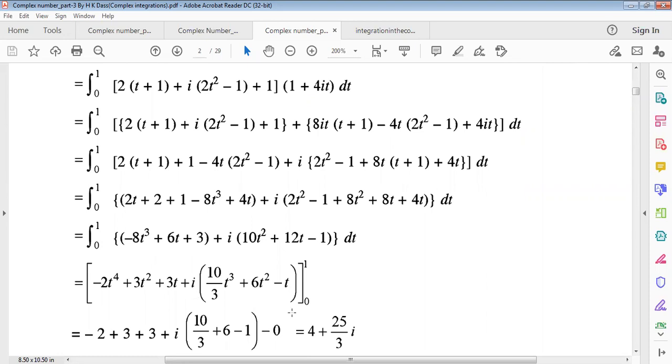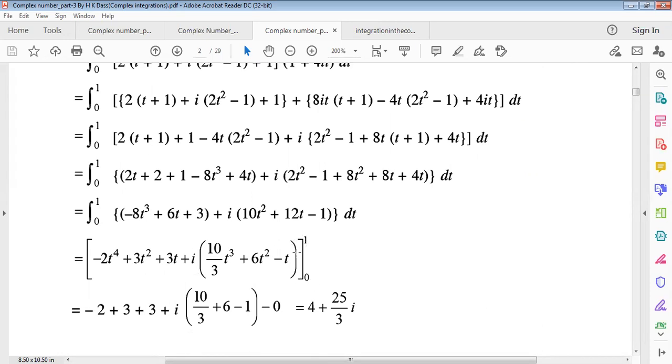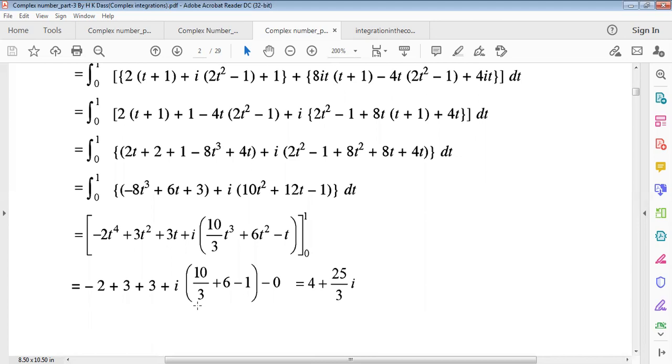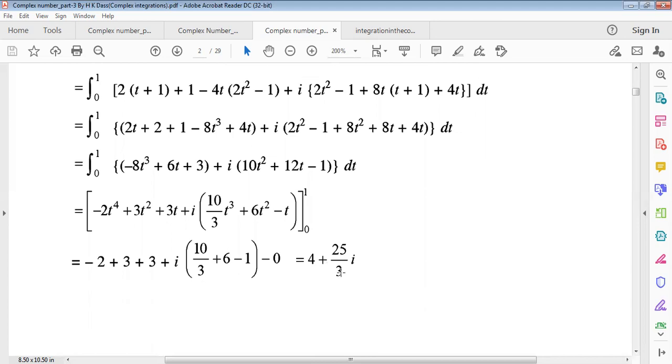Then third bracket, lower limit 0, upper limit 1 of t. This is the value of t. Now putting the upper limit in the place of t, we get this one. If you put 0, you'll get 0. So the required value is 4 plus 25 by 3i.